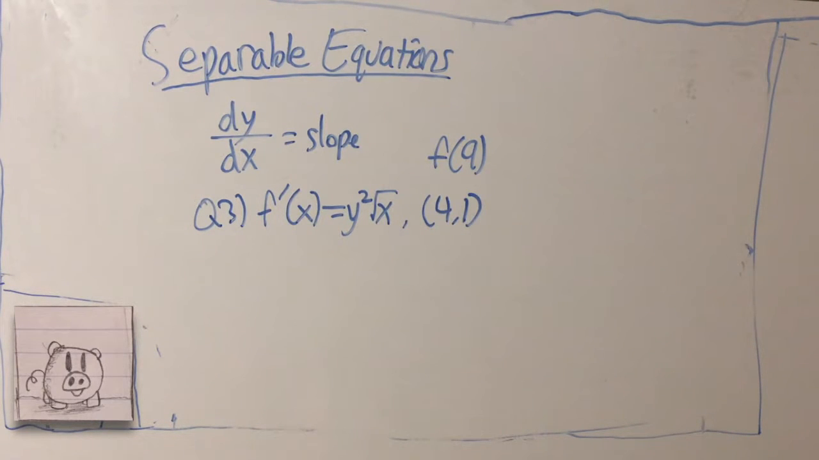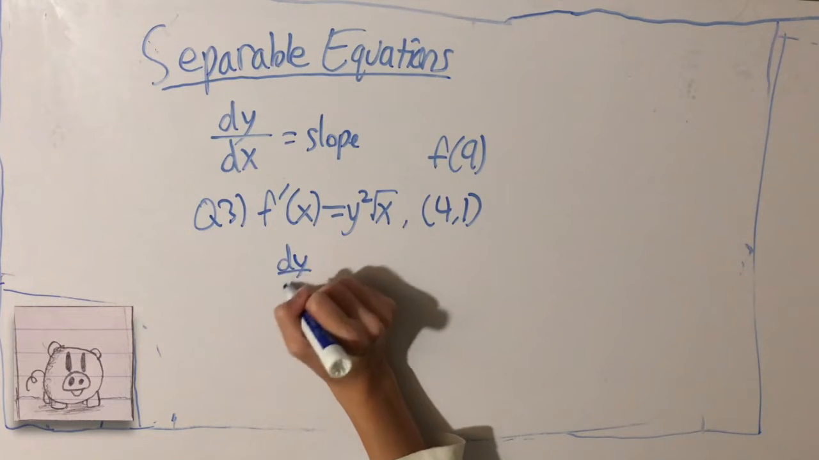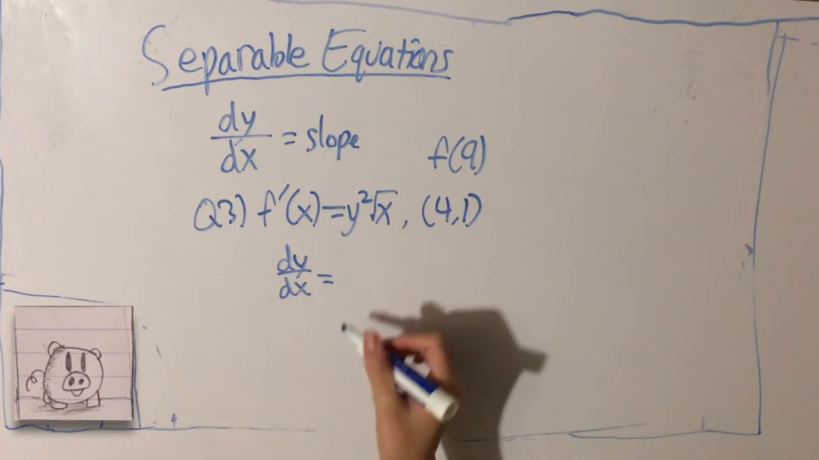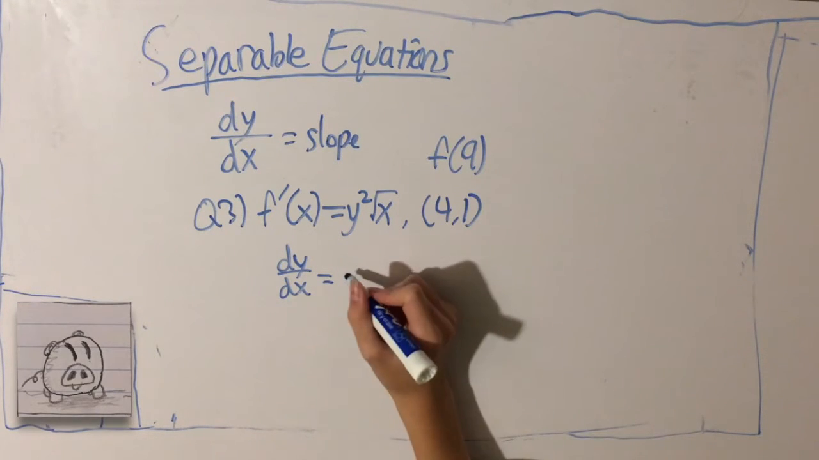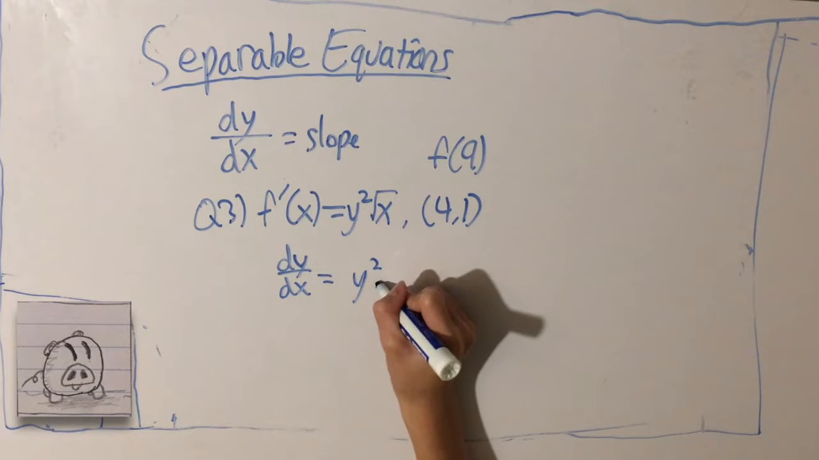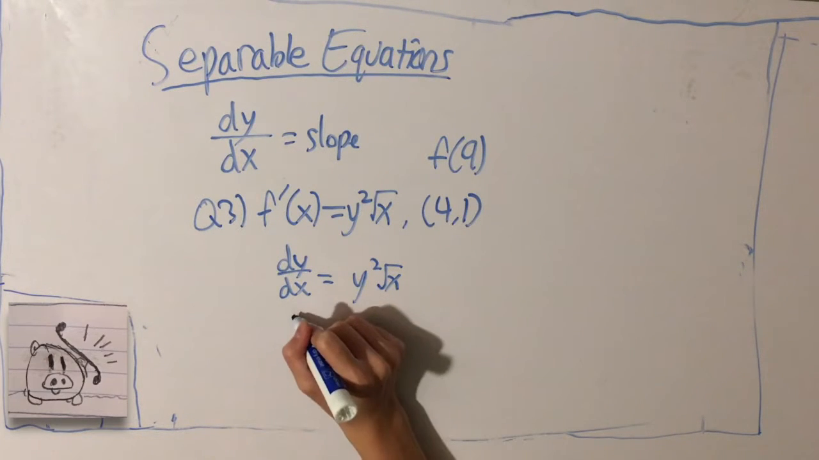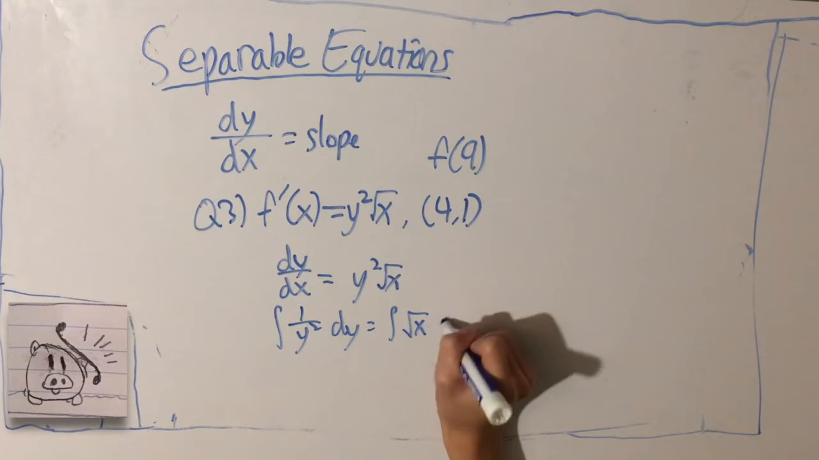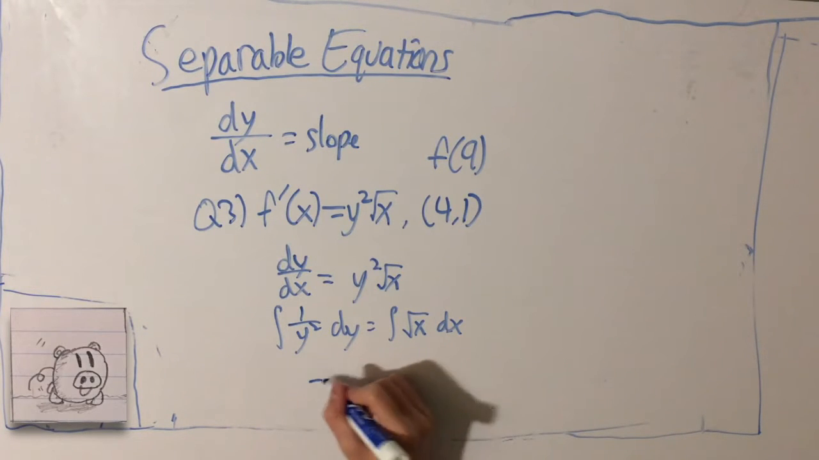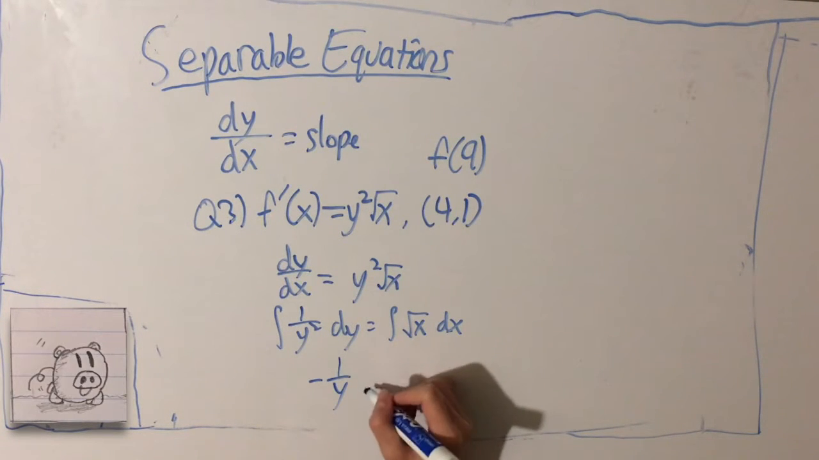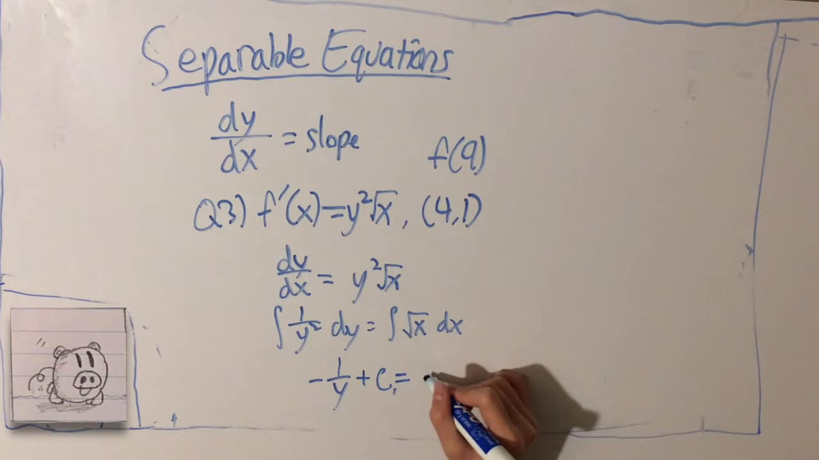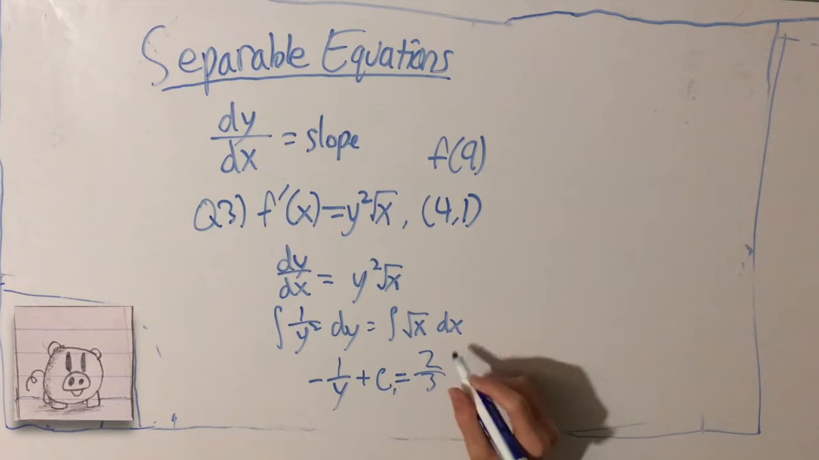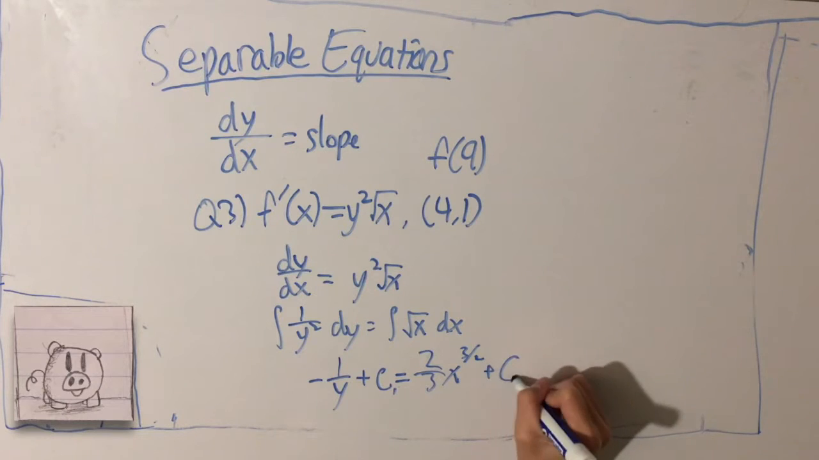While the problems earlier were both about the symbolic representation of separable equations, here's one where you're going to be applying it to a function, a graph. So let's get this going. dy dx is equal to y squared root x. So the integral of 1 over y squared dy is equal to the integral of root x dx. Finding the antiderivative, we get negative 1 over y plus some constant c1 is equal to 2/3 x to the power of 3/2 plus another constant c2.